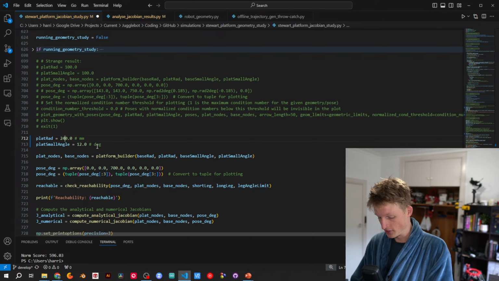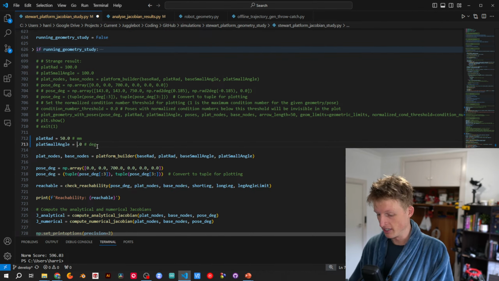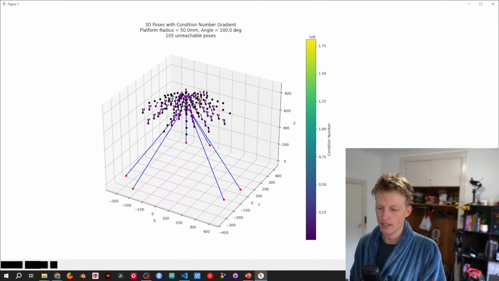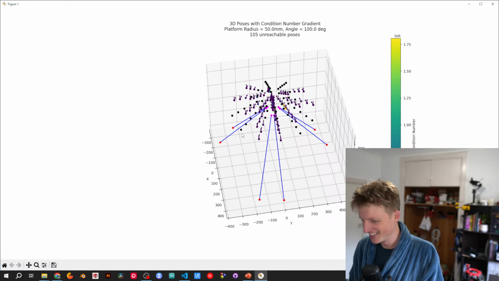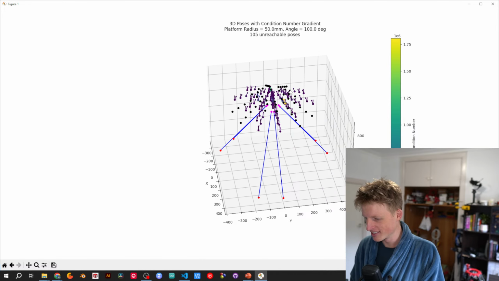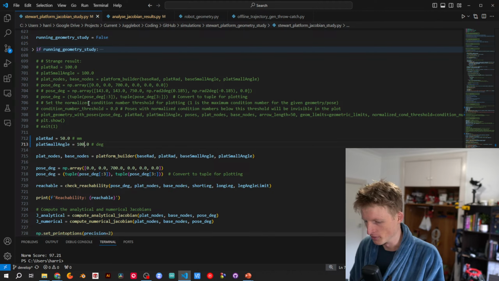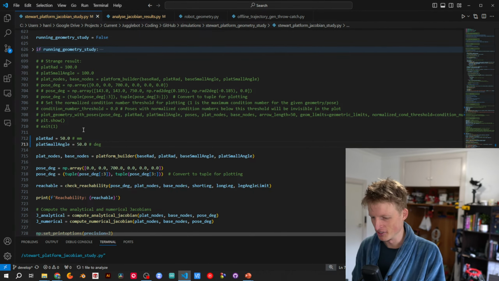So we might want to say, hey, what happens if we set the radius to 50 and we have a really big angle? What's going to happen there? What will this look like? Well, it will look like this, where we have a lot more unreachable poses. And okay, actually, I don't want to use that example. I'll talk about that in a sec. Let me do a smaller angle.